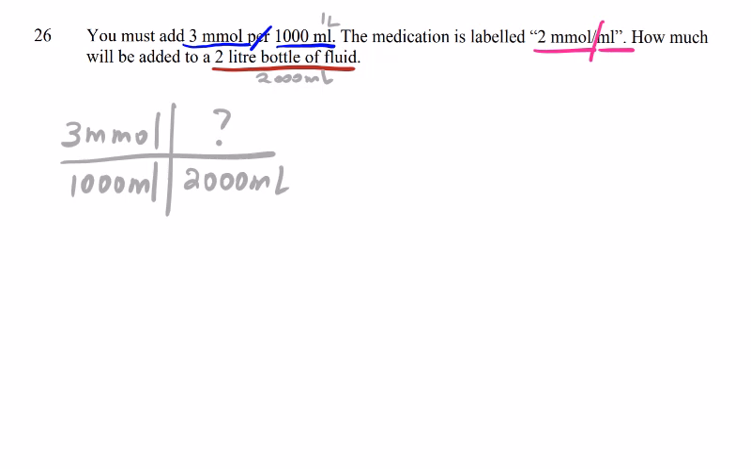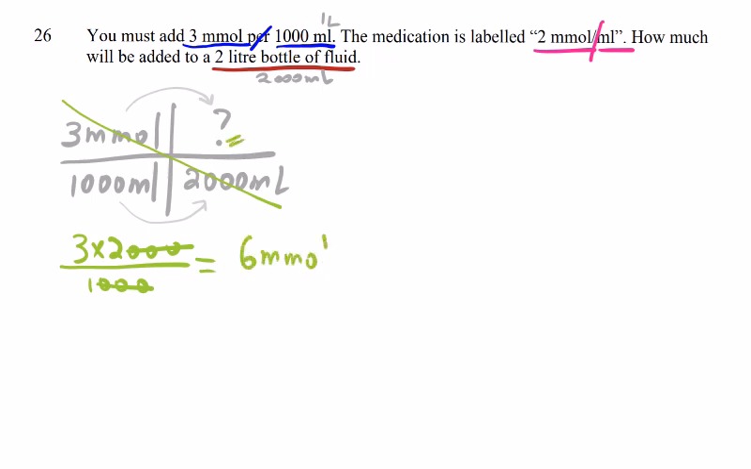So doing the calculation here, well, we see straight away that 1000 goes up to 2000, so it's actually just doubled, isn't it? But we can do the full calc as well. Multiply the main diagonal, 3 times 2000 divided by 1000. We could have done 3 times 2 liters divided by 1 liter. And that gives us 6. 6 what? 6 millimole. So 6 millimole is the full active ingredient solution that we need in the 2-liter bottle.